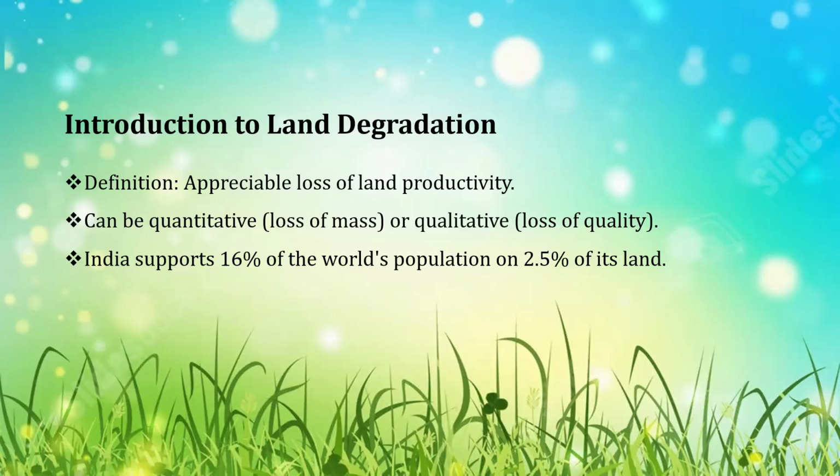Quantitative loss involves physical loss of mass, such as soil erosion, where the actual topsoil is washed or blown away. And the second category is qualitative loss. Qualitative loss refers to a loss of quality where the land is still physically there, but its chemical or biological health is compromised. Examples are nutrient depletion, salinization, or chemical contamination.